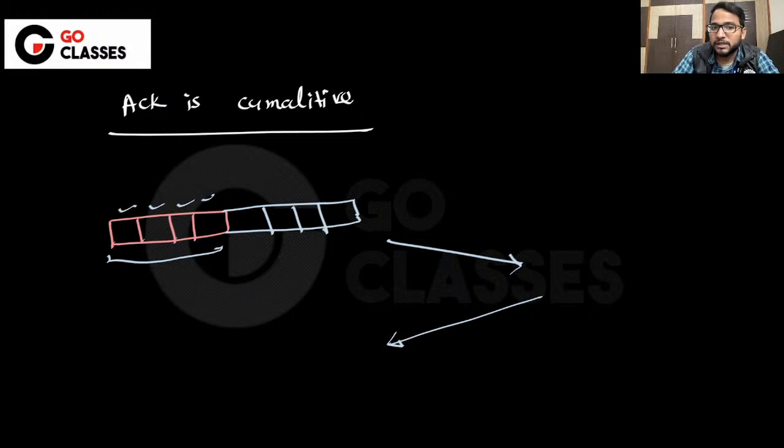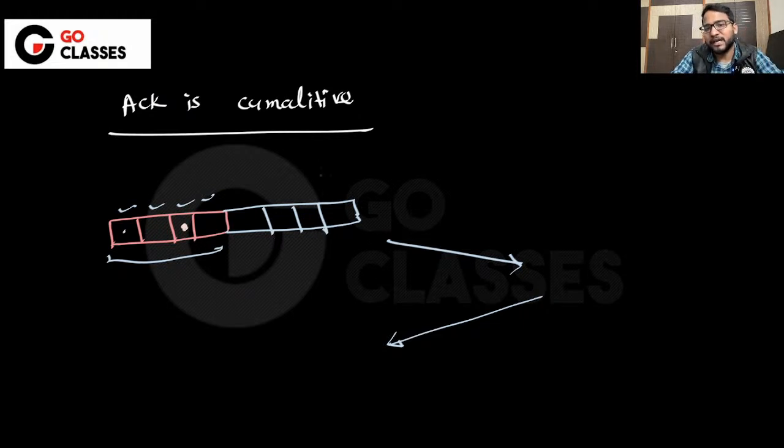But since you are using the sliding window here, the selective repeat protocol plus cumulative acknowledgement, if you are getting the ACK for this, then you will be shifting the window. Then let's suppose you immediately get the ACK for this. It means that everything till this point has been received.